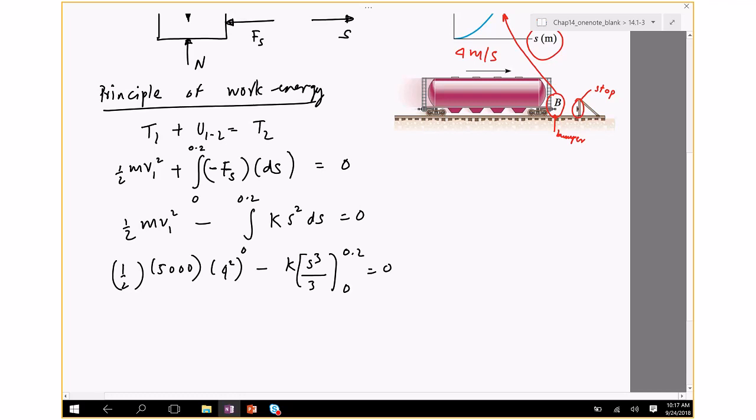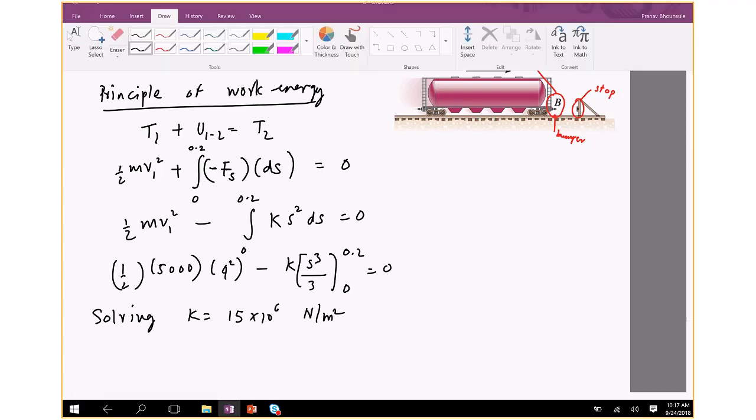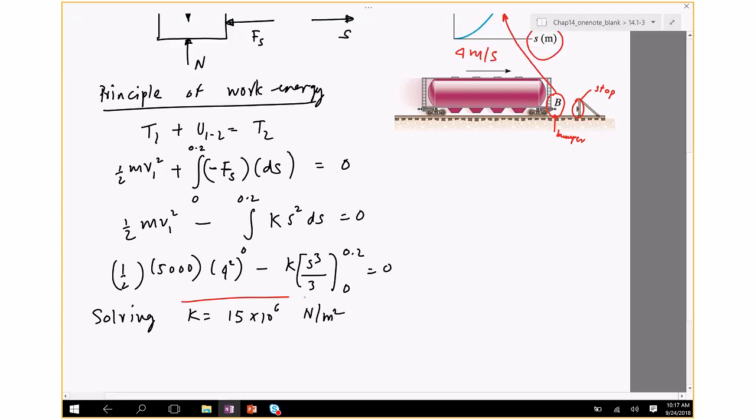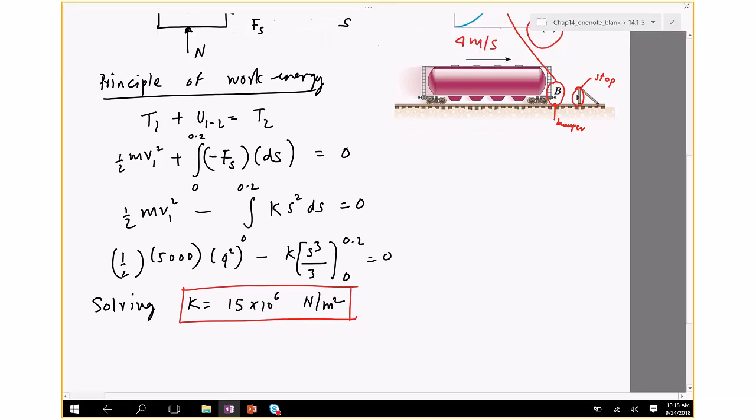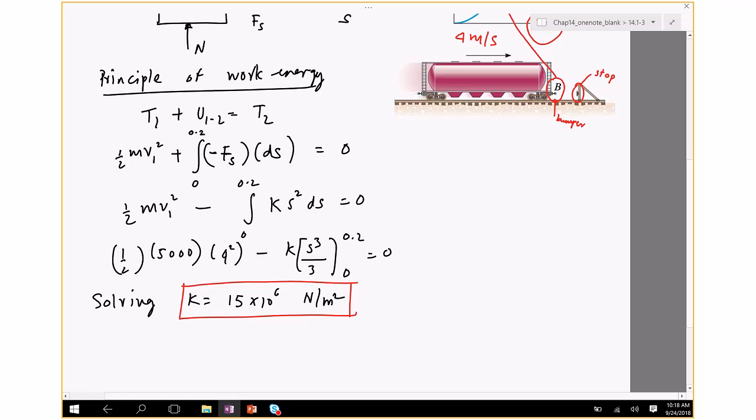Okay, so that's a single equation and a single unknown, k. We can solve for it. Get k equals 15 times 10 raised to 6 Newton per meter squared.